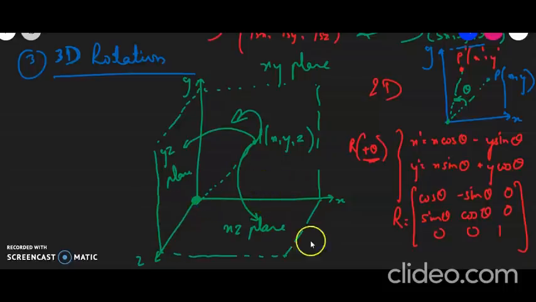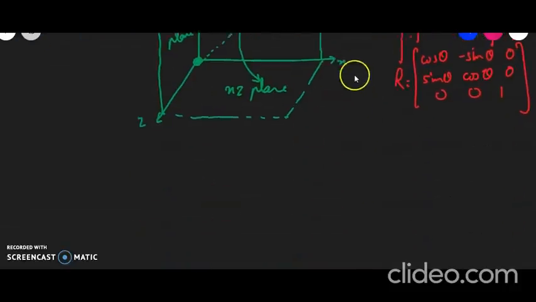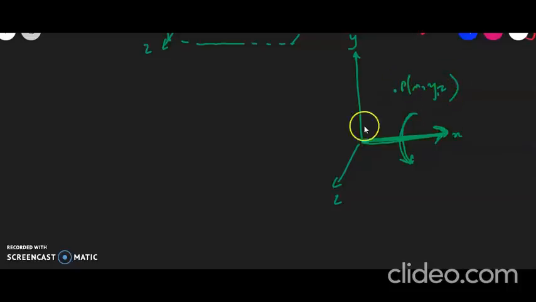So this cannot happen. So what we need to do, students, is when I am in three-dimensional, that is X, Y, and Z, I will do rotation about an axis. If I am taking my x-axis into consideration and rotating my object in anti-clockwise direction, suppose, and my point is here, that is P(X, Y, Z), what will happen to my point?